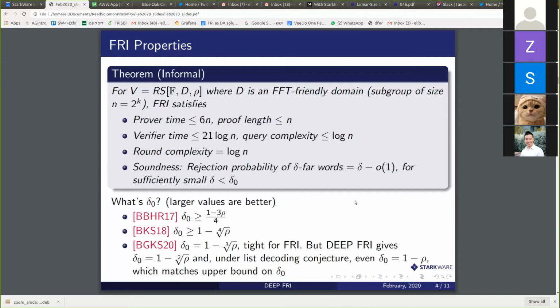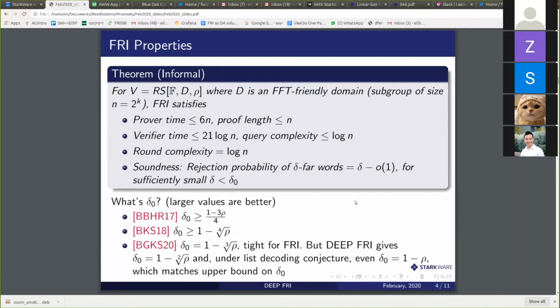Yeah, I have a quick question. For the existing STARK proposals, like Aurora or ZK-STARK or the others, do they use the conjectured results or the theoretically proven results to set their parameters?